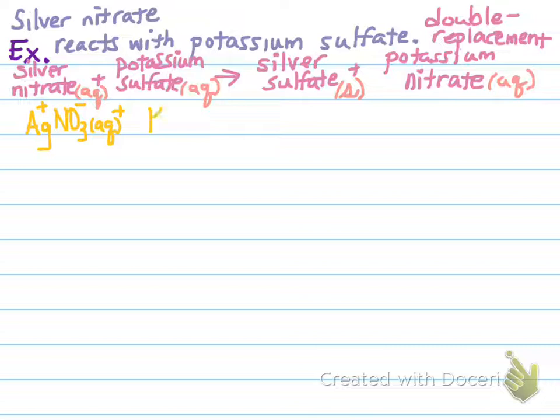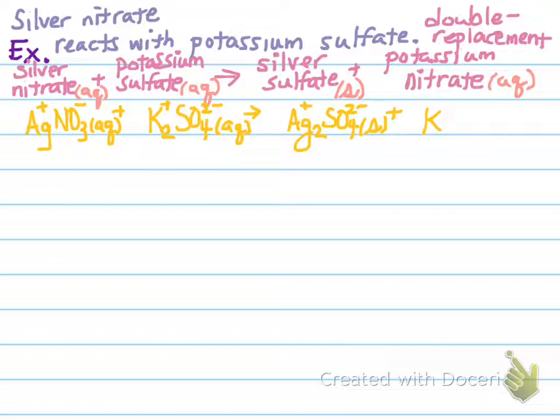Potassium is K. Its charge is +1. Sulfate is SO4. Charge is -2. So I need to make this K2SO4. And it's aqueous. Silver is Ag. It's still a charge of +1. Sulfate's SO4. Charge of -2. So I'm going to write this as Ag2SO4. And it's my solid.